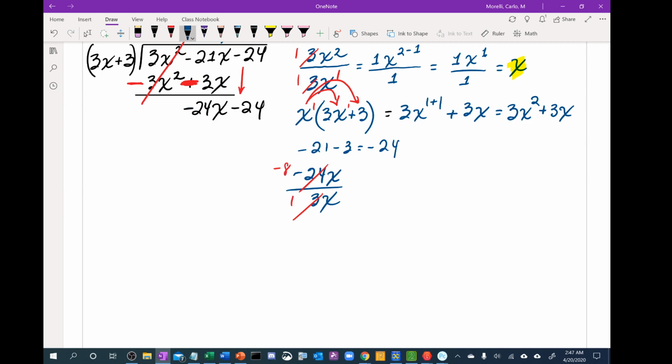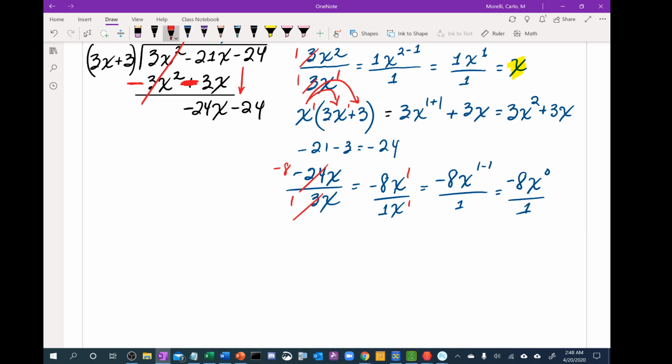So this equals negative 8x over 1x. Now, we're going to apply the quotient rule. Remember that these two x's have exponents of 1. And so this equals negative 8x to the 1 minus 1 over 1. Okay, 1 minus 1 is 0. So now we have negative 8x to the 0 over 1.